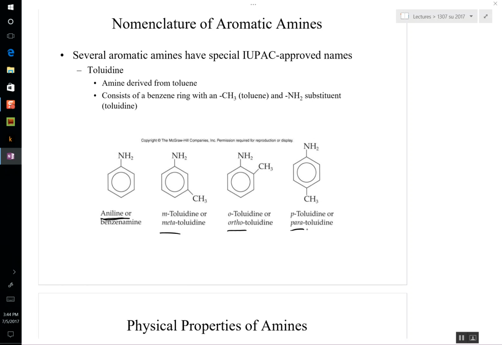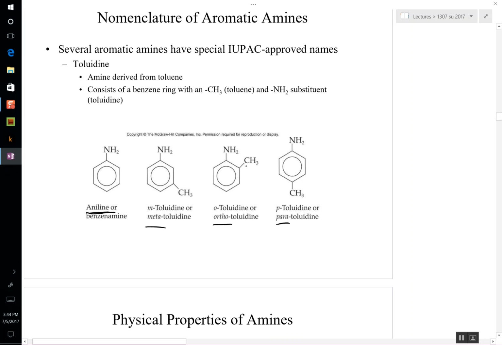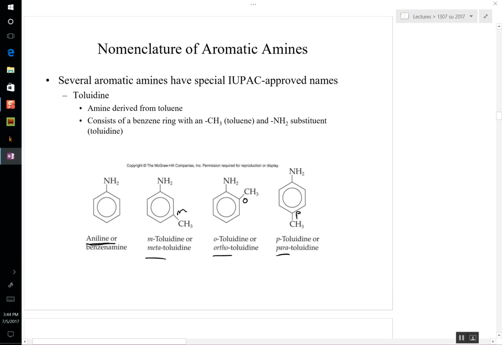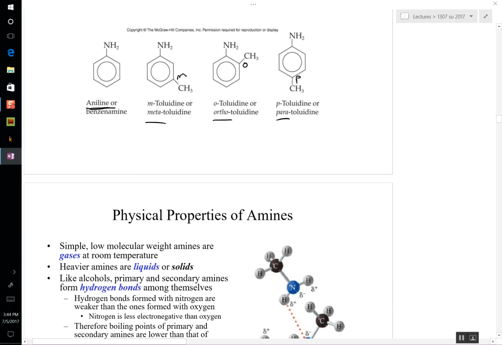Ortho, meta, para. What we're saying here is this is the ortho position, this is the meta position, this is the para position. This isn't just to do with aniline, this has to do with benzene, anytime you have it. Well, I won't go into that right now. You're already confused about the amines. We don't need to jump into that, but we'll come back to that.